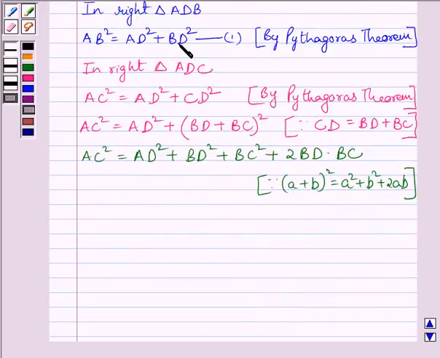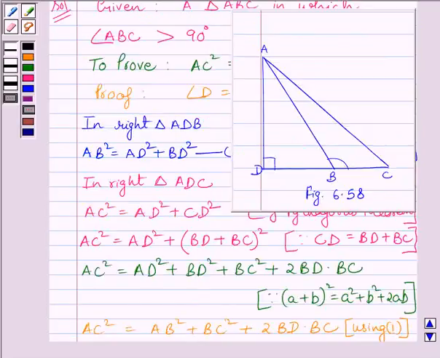We know AD square plus BD square is equal to AB square. So, substituting for AD square plus BD square, AB square, in this expression, we get AC square is equal to AB square plus BC square plus 2BD multiplied by BC. So, finally we get AC square is equal to AB square plus BC square plus 2BD multiplied by BC.